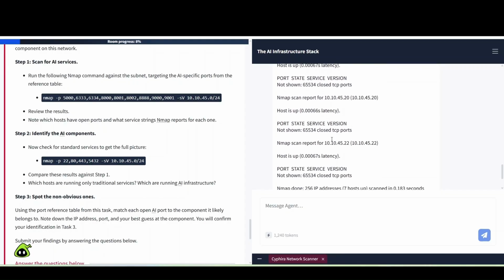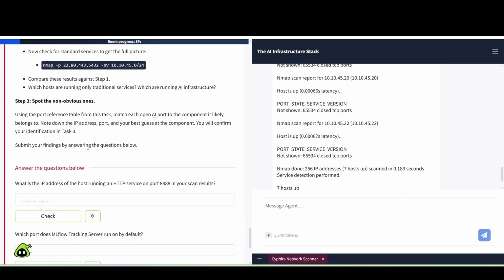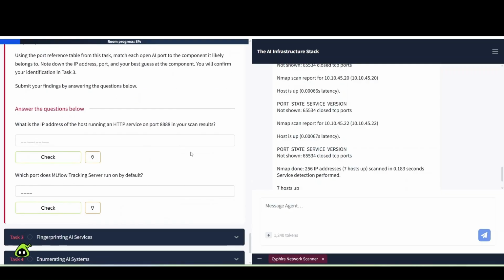Cool. Step 3, spot the non-obvious ones. Using the port reference table from this task, match each open AI port to the component it likely belongs to. Note down the IP address, port, and your best guess at the component. You'll confirm your identification in task 3. Submit your findings by answering the questions below. So go ahead and review what we just did here and then answer these questions, and then come back to the video and we will continue on.